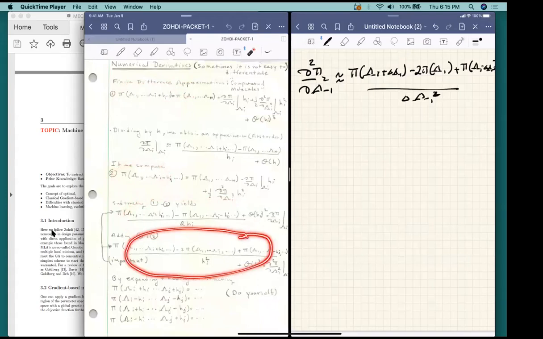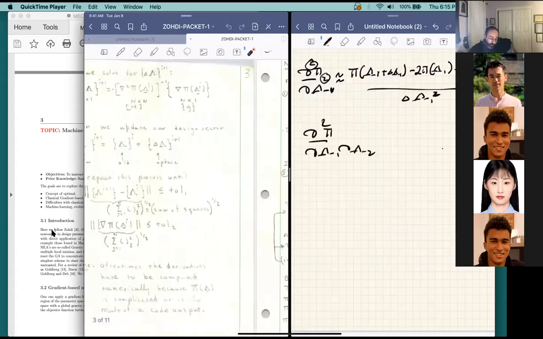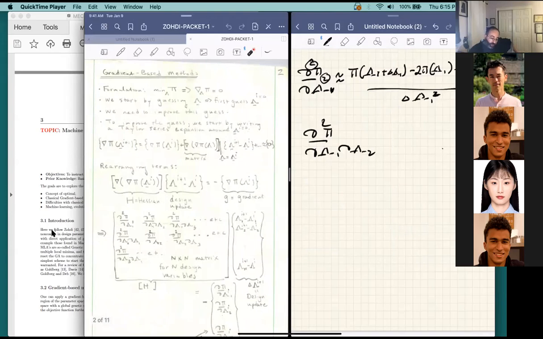Now the problem is you don't just need the second derivatives with respect to each of the primary variables. You also need to compute terms like the partial of pi with respect to lambda 1 with respect to lambda 2, because you need all the mixed derivatives. So this Hessian has all kinds of terms. It's got the second derivatives off the diagonal, and the ones on the diagonal. So how many times do I have to run the code to get this? Well, I have n squared of these.